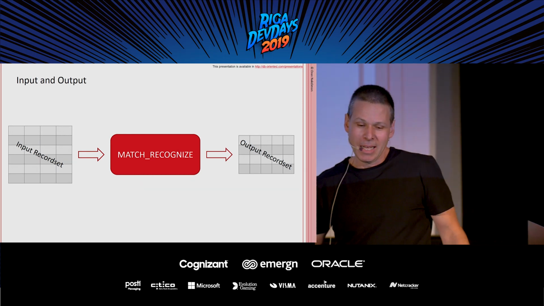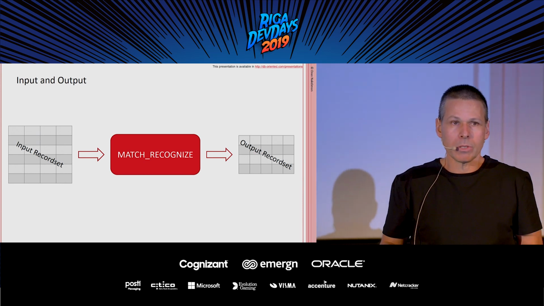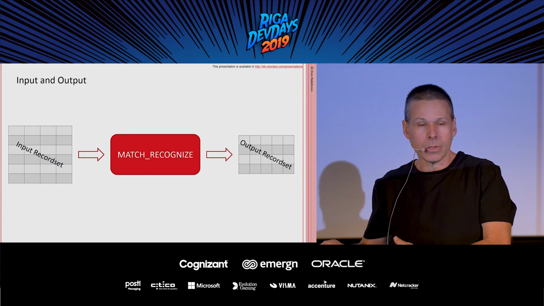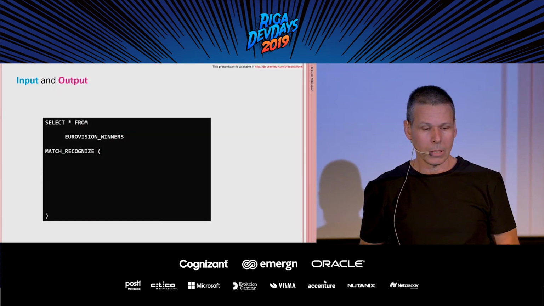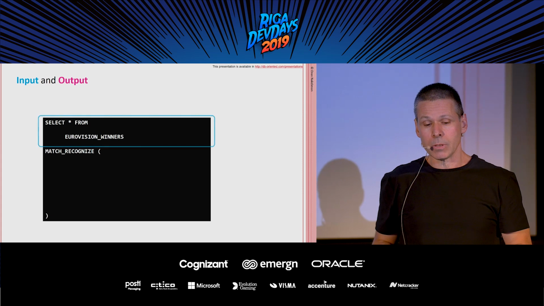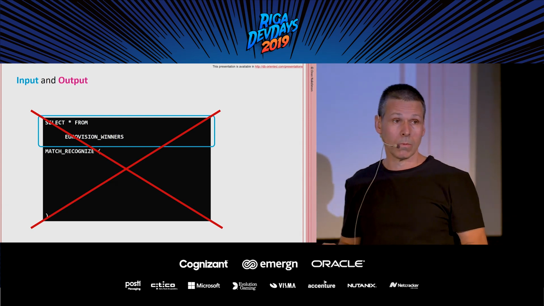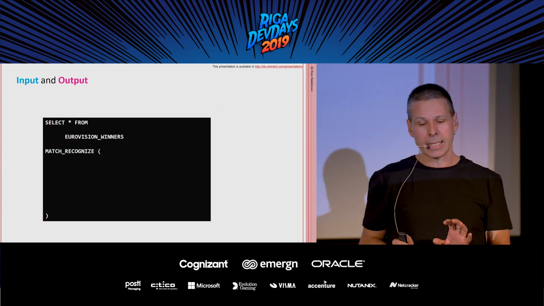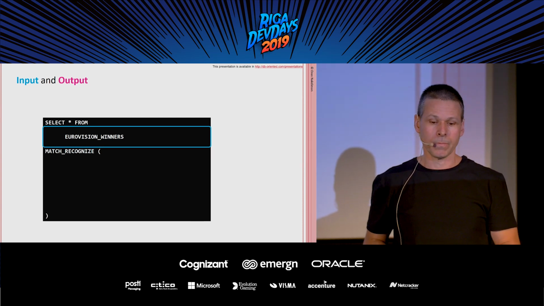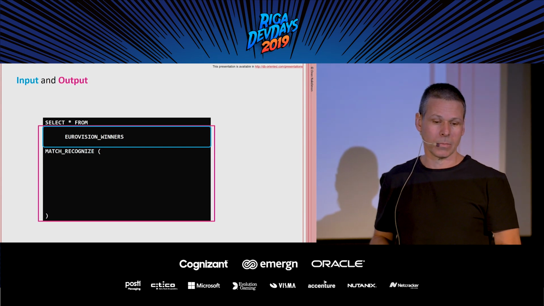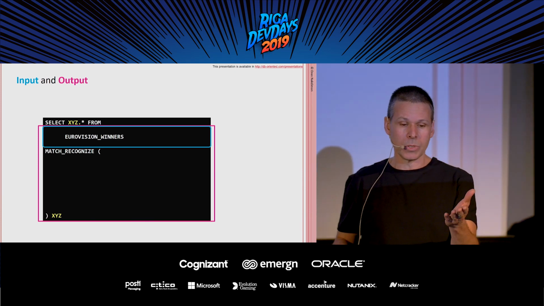So MATCH_RECOGNIZE is an operator in the SQL engine. It gets as input a record set, and it produces another record set as output. But what exactly are the input and the output? Many times there is a confusion, and people think that this is the input for MATCH_RECOGNIZE, but it is not. The input is the table name that comes right before the MATCH_RECOGNIZE keyword. And the output is this. And we can give an alias to the whole thing and use it in the select list.